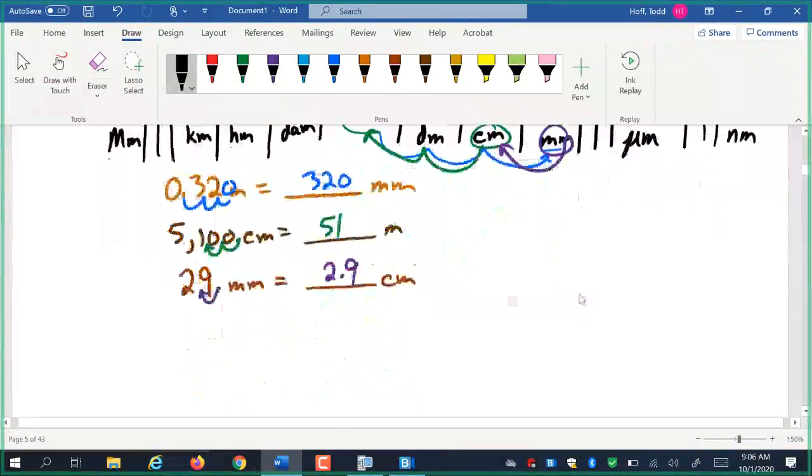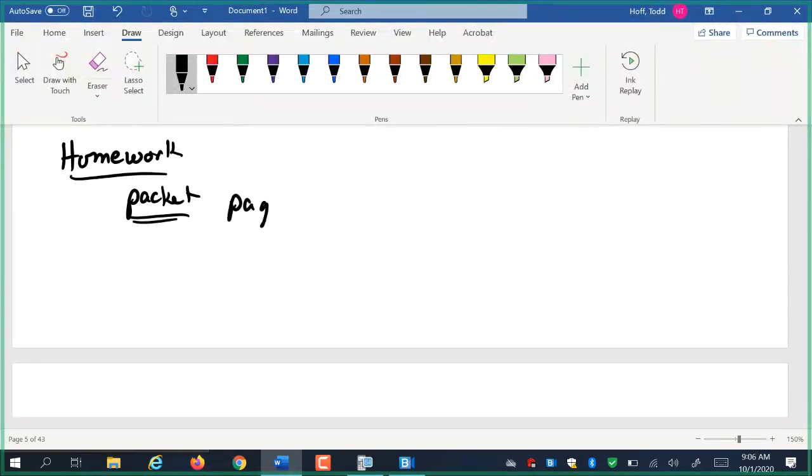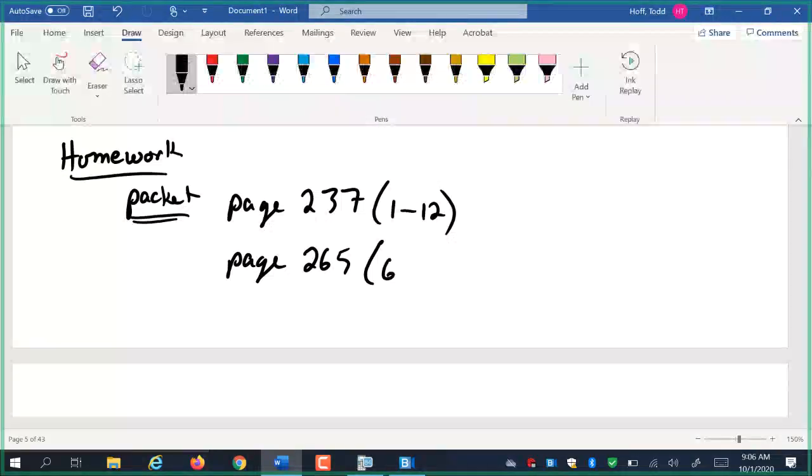So for today, time to give you some homework. If you look in Blackboard, there's a packet posted out there. In that packet, it's page 237 of the packet, 1 through 12. That's converting standard measurements. And then page 265 in the packet, 6 through 14 is converting metric measurements. So that's all of our new material for today.